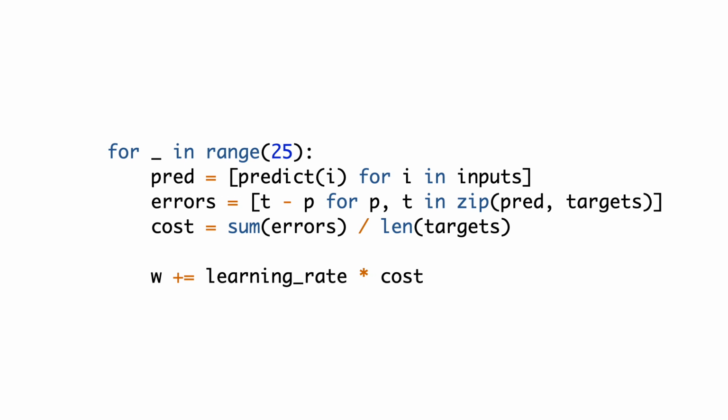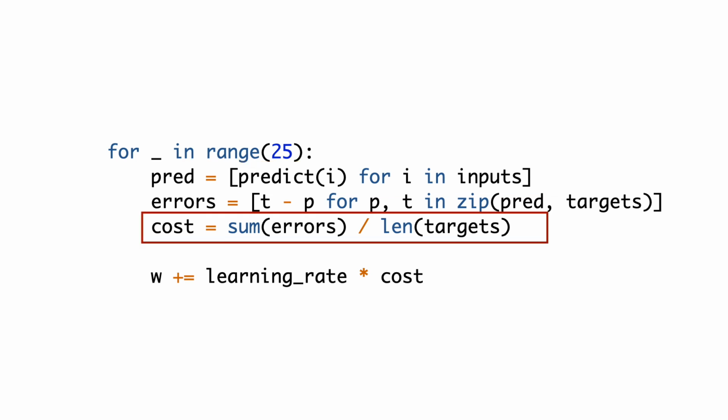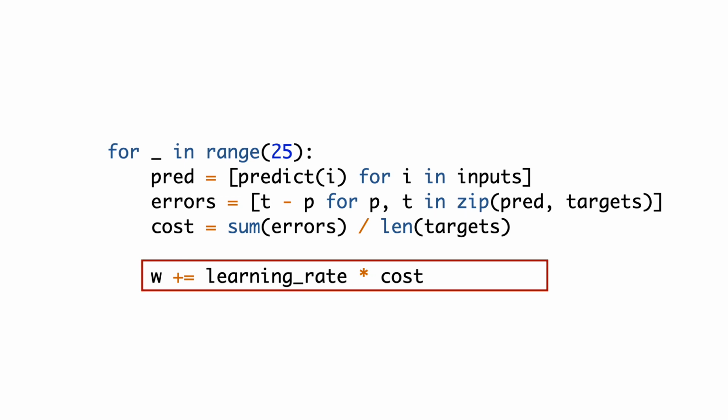There is something I'd like to point your attention to. Look at the code. Each iteration, the predictions are calculated for all training samples. The cost is calculated by averaging the errors of all training samples. And at the end of each iteration, the weight is updated. I repeat, each iteration, all samples are processed and used to update the weight.